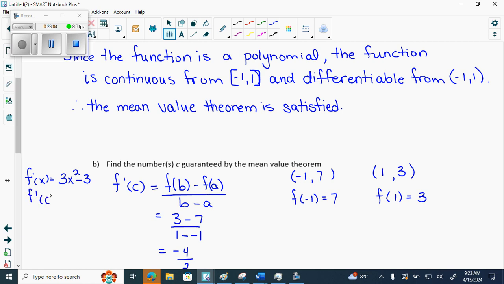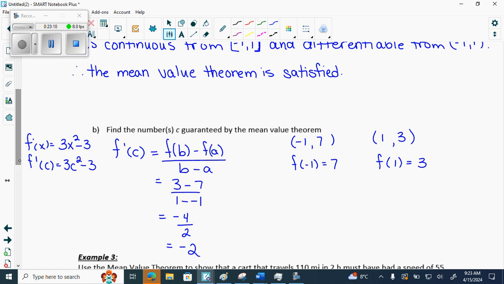F prime of c equals 3c squared minus 3. I don't get paid enough some days. Today is one of those. Actually, I think it's every day.